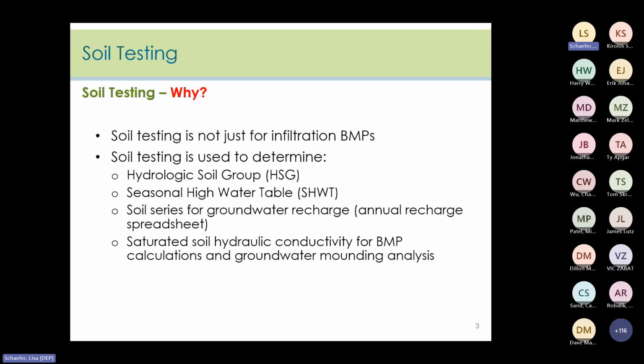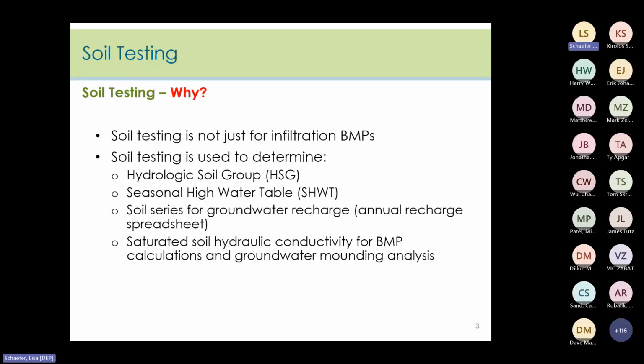There's a misconception that soil testing is required only when an infiltration BMP is proposed. And actually, soil testing is more than just determining the saturated soil hydraulic conductivity. Soil testing also includes finding the hydrologic soil group, the seasonal high water table, and the soil series present on the site. So the identification of the correct hydrologic soil group is essential to performing accurate calculations for the volume and peak flow rate of runoff, regardless of the BMP being designed.